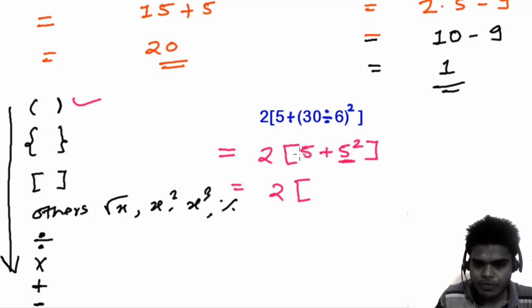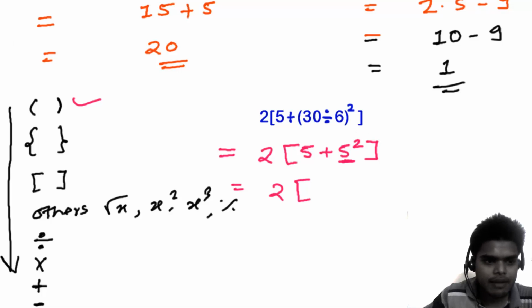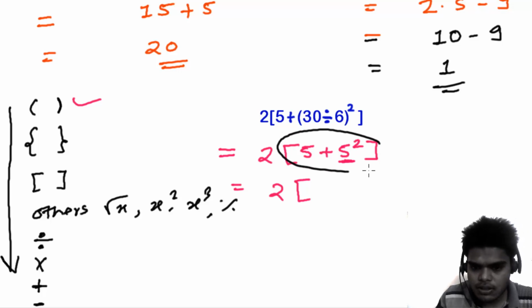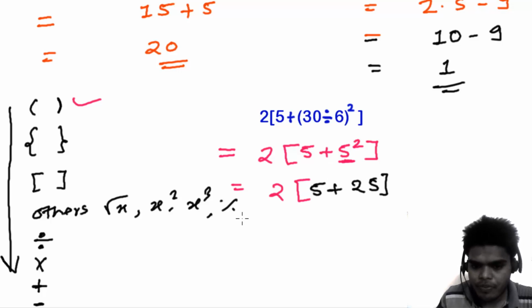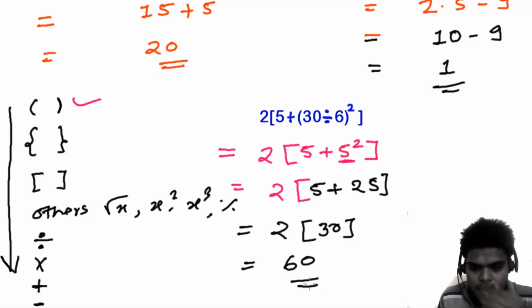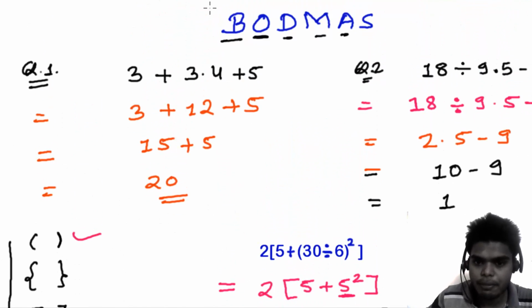Now we need to solve whatever we have inside this whole bracket. But before finishing that, we have to work out this. So 5 plus 5 squared, 5 squared is 25, and 5 plus 25 is 30. And the 2 outside is actually multiplication. There is nothing written, but always remember there is multiplication, or you can write a dot. So 2 times 30, that is 60. This is how you need to follow the rule of BODMAS.